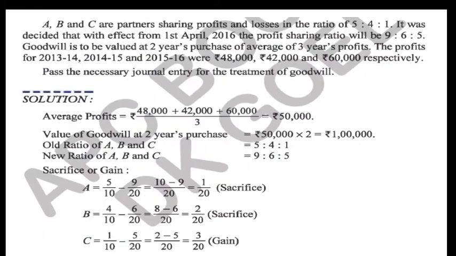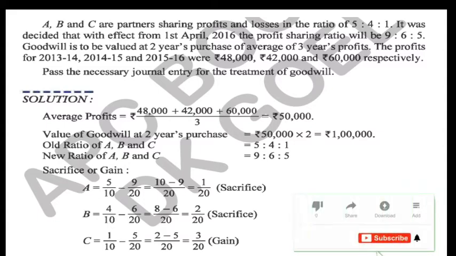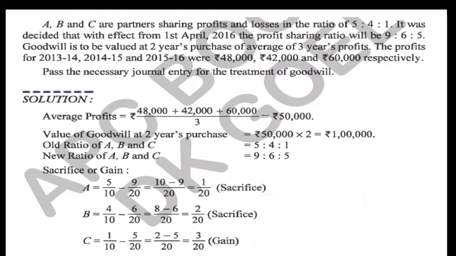Let us see how the partners are compensating. A, B and C are partners sharing profit and loss in the ratio of 5:4:1. It was decided that with effect from 1st April 2016, the profit sharing ratio will be 9:6:5. It means the old ratio was 5 by 10, 4 by 10, 1 by 10, and the new ratio is 9 by 20, 6 by 20 and 5 by 20.